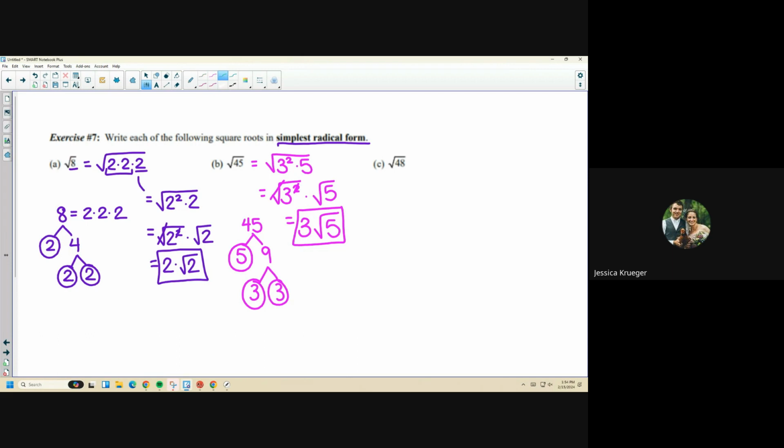Okay, let's do some more together. 48. 48 breaks into 6 times 8. You might use a different set of factors, and that's fine. Keep breaking it down. 6 breaks down into 2 and 3. 8 breaks down into 4 and 2. And 4 breaks down into 2 and 2. So I know if I do 2 times 3 times 2 times 2 times 2, I will get 48.